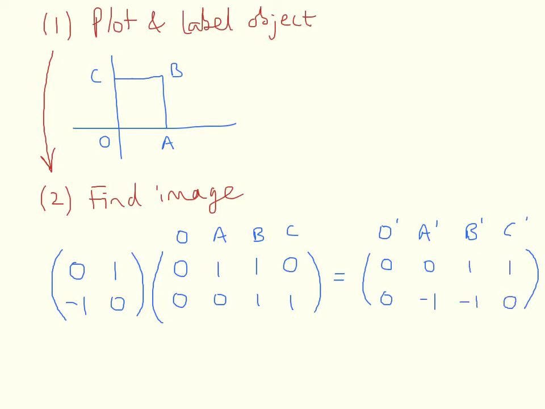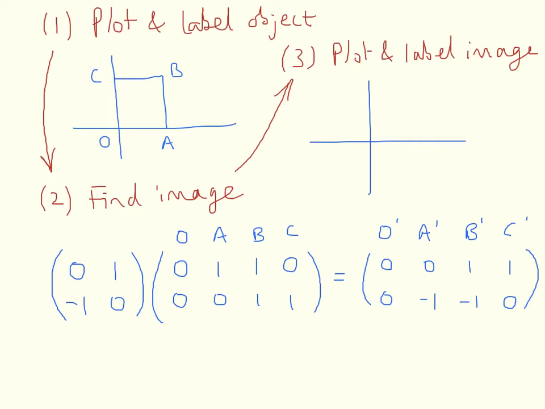So now pause the video and do step 3, which is to plot and label the image. Your plot should look like this. O' is still at the origin. A' is at the point down here, 0, -1. B' is the point 1, -1. And C' is now the point 1, 0. So if we join those up, that's the image.